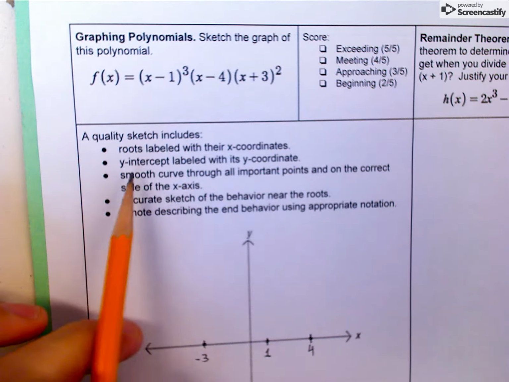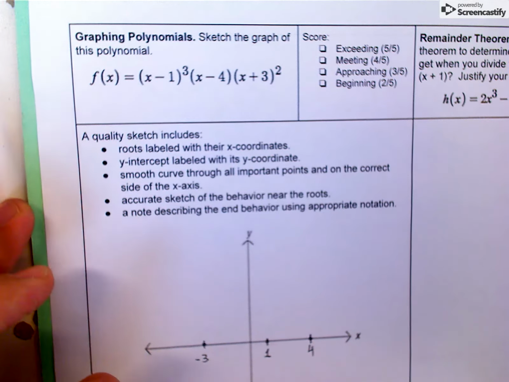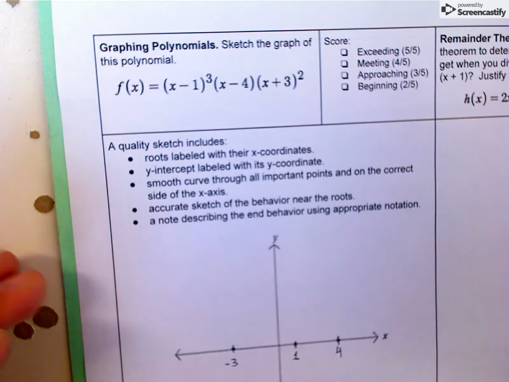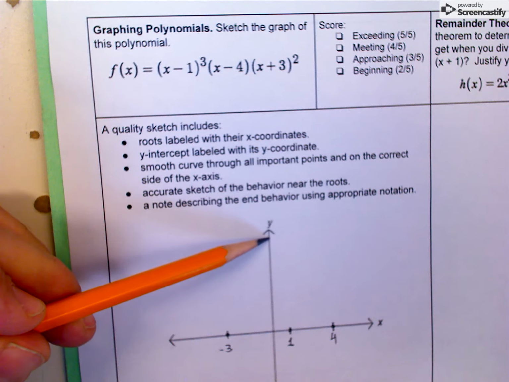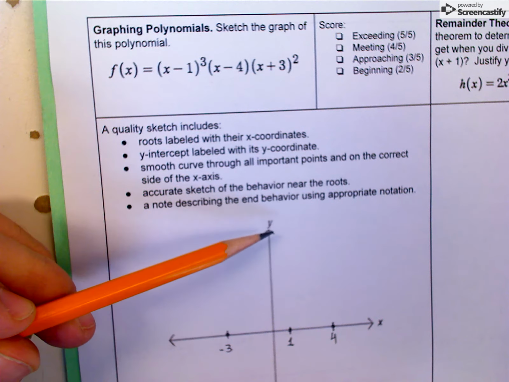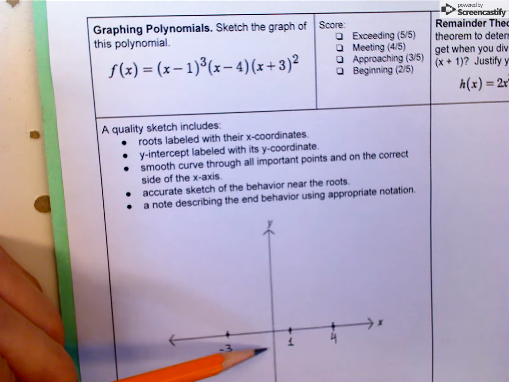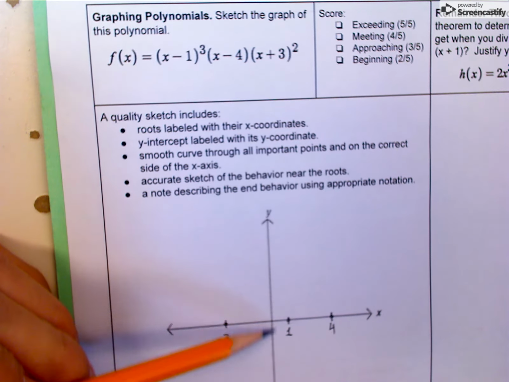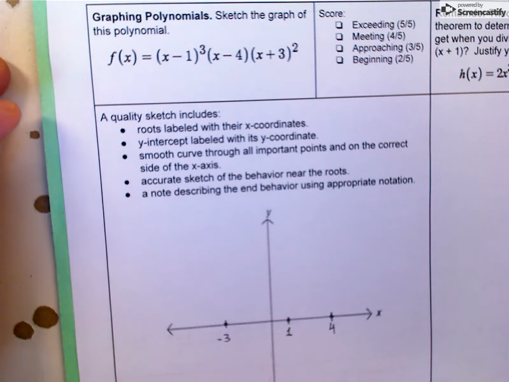Okay. The next thing I want to think about is the y-intercept. In order to find the y-intercept of any function, you just need to plug in 0 for x. The reason is that the y-intercept is the point somewhere on this y-axis where the graph crosses the y-axis, and anywhere on this y-axis, the value of x is equal to 0.